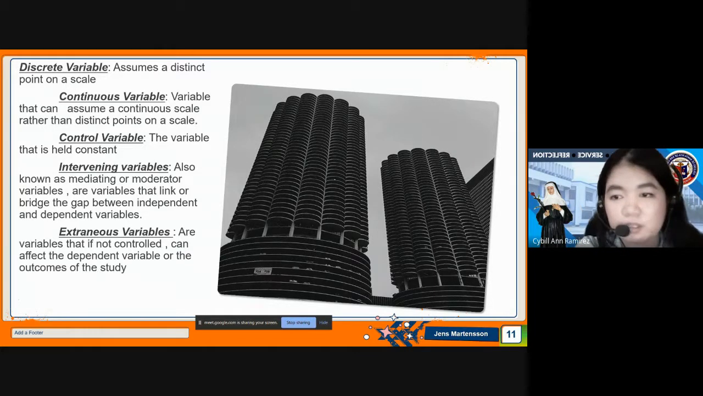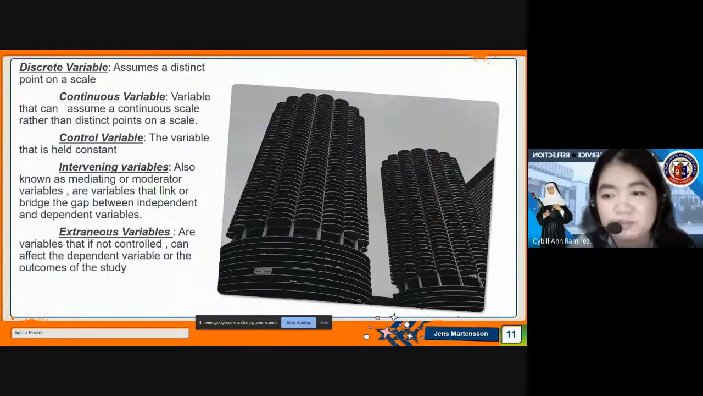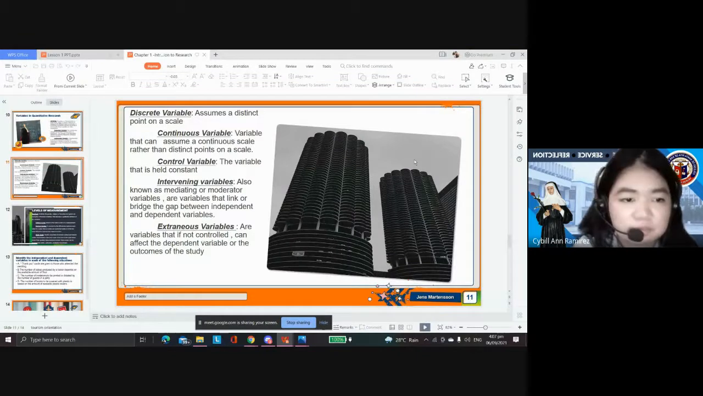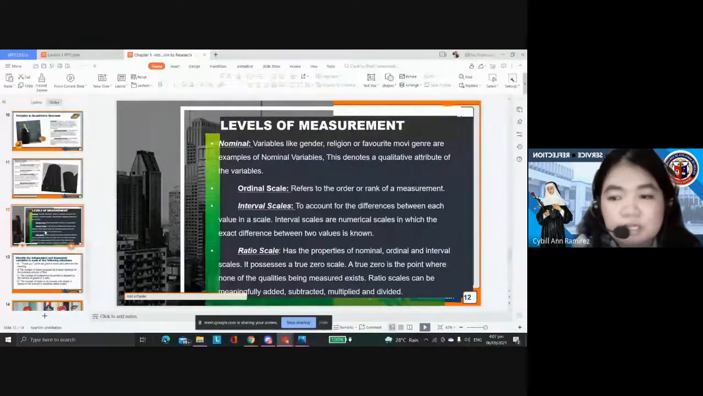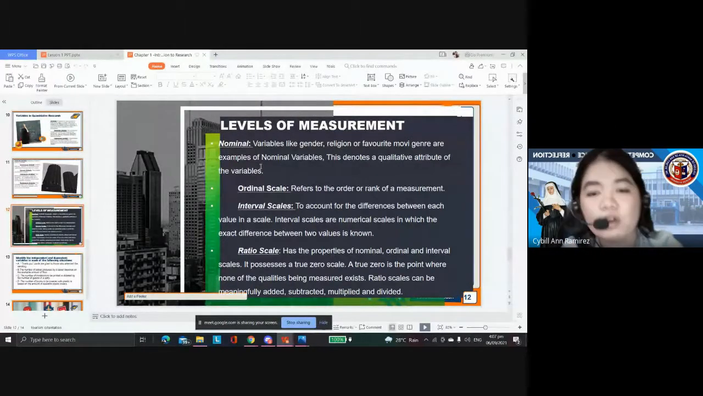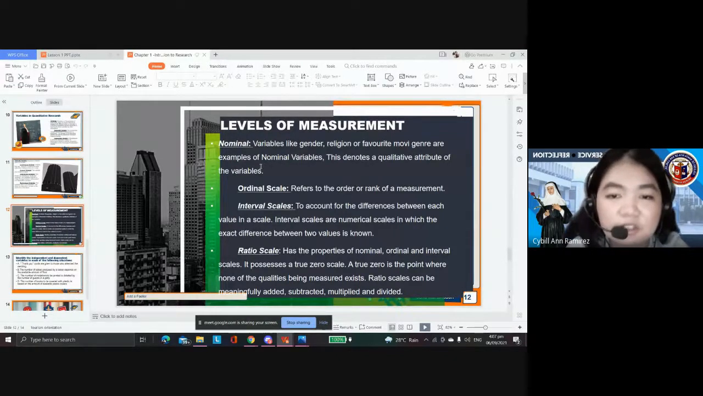Let's now proceed to measuring variables. Hang akong PowerPoint. Kadali lang, class, ha? Okay. So proceed to measuring variables. Ay, interval din ang usa. Sorry. So there are four kinds of measuring variables. There are nominal, ordinal, interval, and ratio scale.